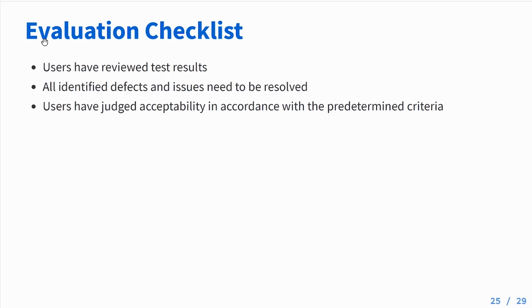After documentation, we want to take that documentation and start our evaluation of the UAT process. So for our evaluation checklist, we want to make sure that all of our users have reviewed the test results. We want to make sure that all the identified defects and issues are resolved. And we want to make sure that all the users have judged acceptability in accordance with the predetermined criteria.